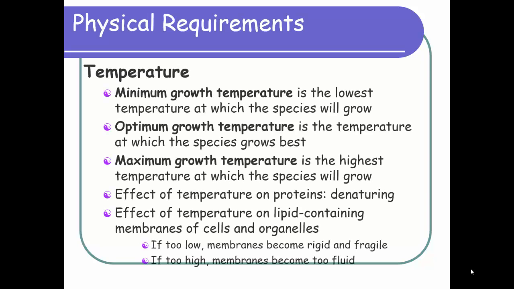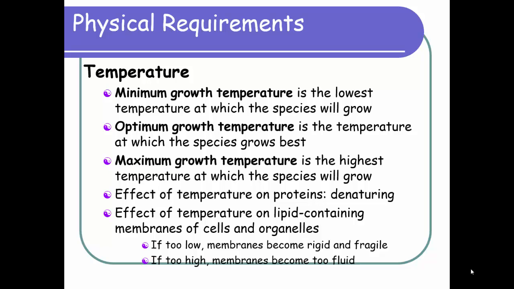The physical requirements for growth include temperature. The minimum growth temperature is the lowest temperature at which the species will grow. The optimum growth temperature is the temperature at which the species likes to grow best, and the maximum temperature is the highest temperature at which the species will still grow.